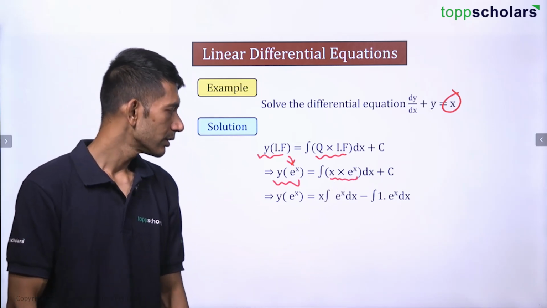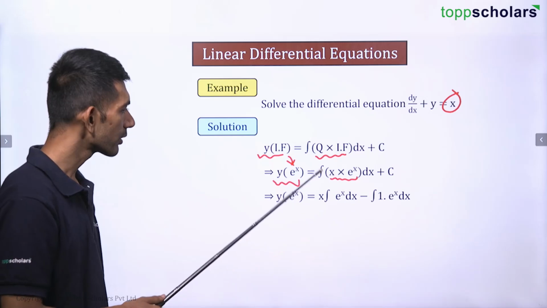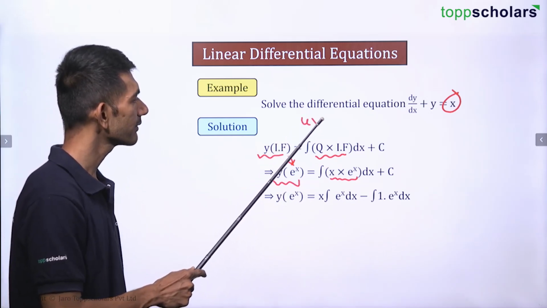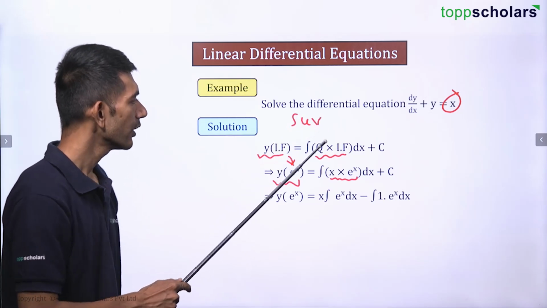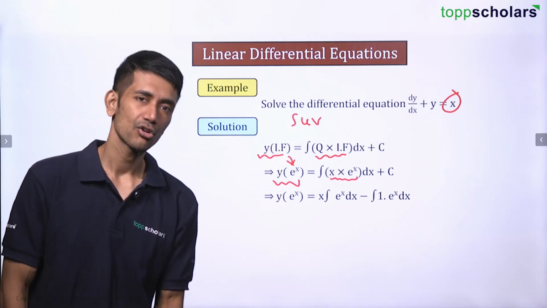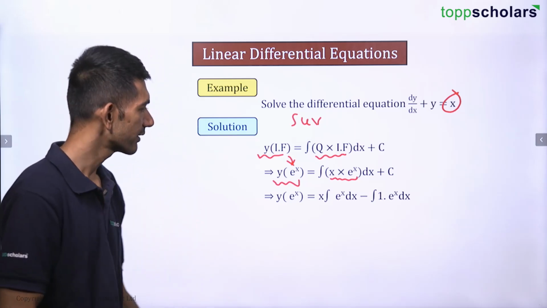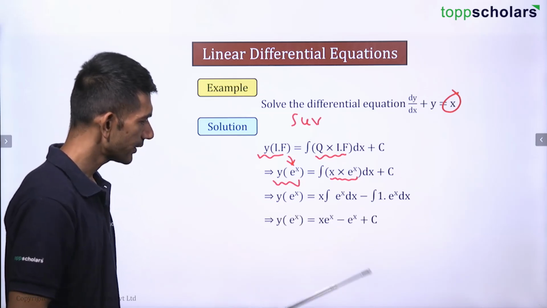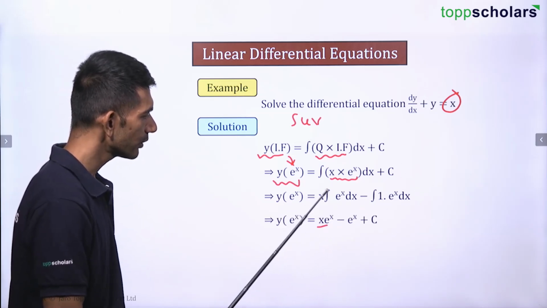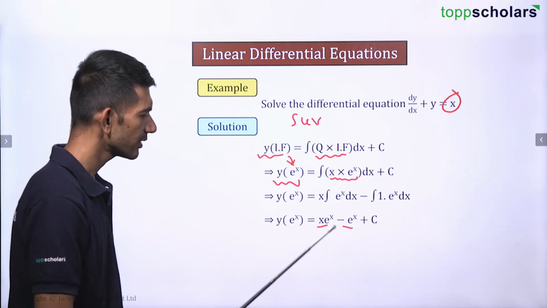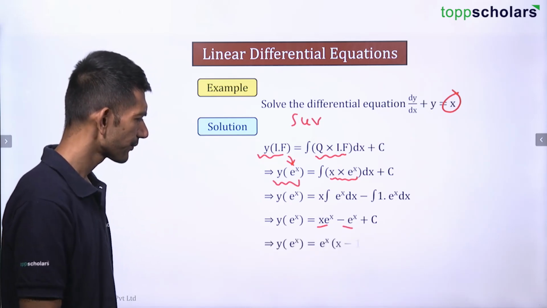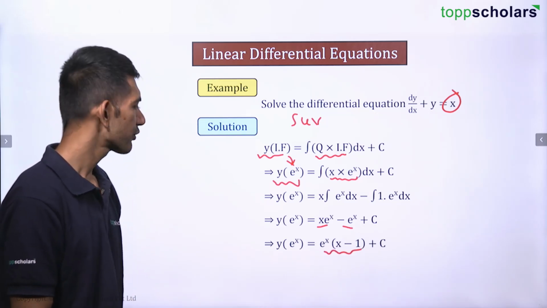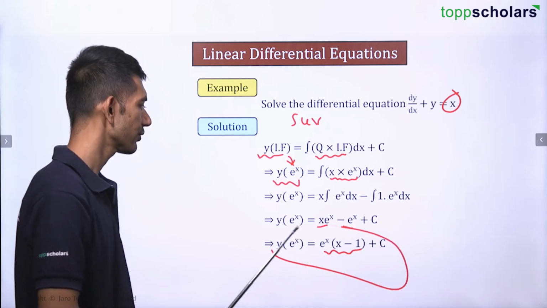Here you need to take what? The product rule, right? And you know how to solve that. That is, integration of u dot v is u times the integral of v minus the integration of the derivative of u into the integral of v dx, right? So this is what we solve. Solve it further and you get y is equal to x into e raised to x minus e raised to x plus c. You can take e raised to x common if you want. That gives you e raised to x times x minus 1, plus c, right? So this is your final answer.